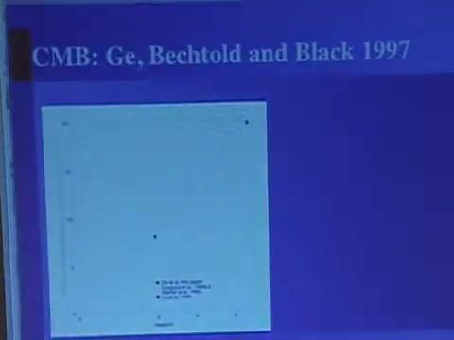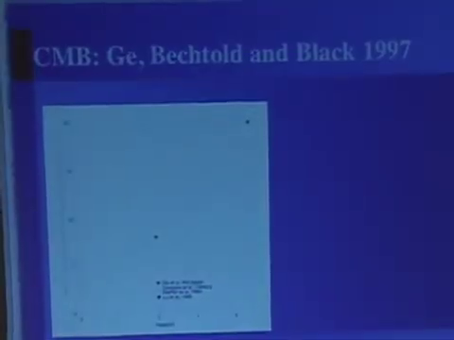Here's a paper in '97 by Songaila, Bechtold, and Black. It's a little bit hard to read on here, but basically the vertical axis is the background temperature, and the horizontal axis is redshift.